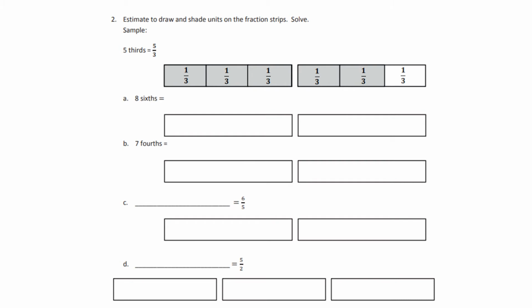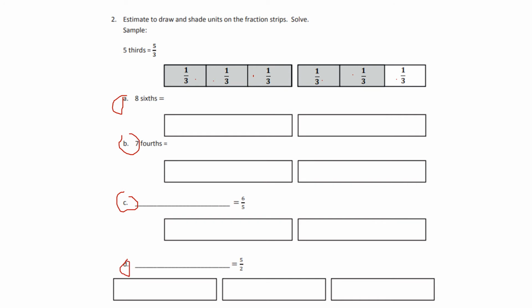So for this next one, it says estimate to draw and shade units on the fraction strips and solve. So the sample is 5/3. They wrote it out, they drew it, and then they wrote it as a fraction. We see that they cut it into pieces that had thirds. So we see 1, 2, 3, 1, 2, 3, and 5 of those pieces are shaded. So you're going to do the same for these next ones. You're going to do A, B, C, and D.